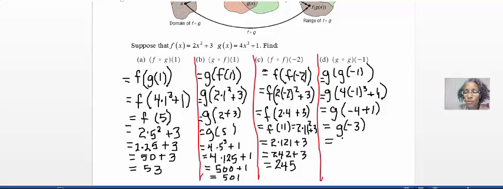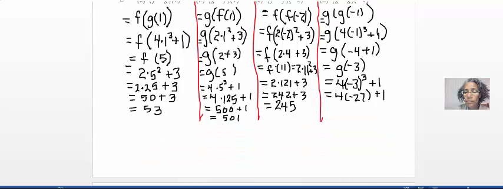And again, what does g do when you put something into this function? It cubes that something, multiplies it by 4, and adds 1. So I have 4 times negative 27 plus 1. So negative 108 plus 1 is negative 107. All right, so that's how I compute composition of functions.